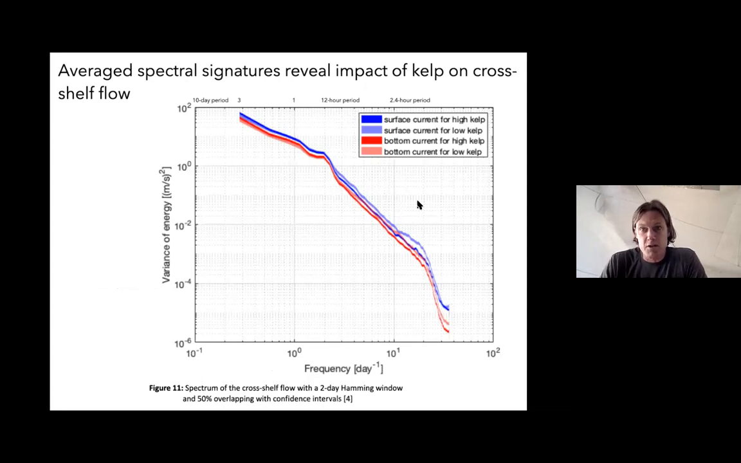The blue colors are the surface velocities, the red colors are the bottom velocities, and the colors that are shaded slightly lighter are lower kelp density relative to the high kelp density. The horizontal axis is frequency. If you don't like to think in frequencies and powers of 10, you can see that this represents periodicities of 3 days at the left edge, moving over to 12 hours, and then into hour-scale periodicities on the right. And the vertical axis is just the variance of velocity.